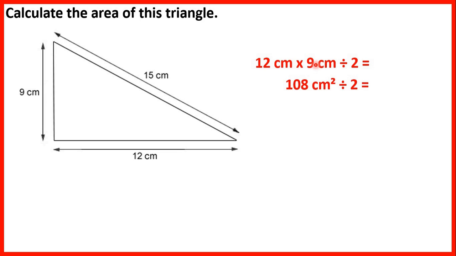Now 12 times 9 is 108, and 108 divided by 2 is 54. So this triangle has an area of 54 centimetres squared. So notice we don't need to use this length of 15. This is just the other side length. To find the area, we only need to know the base and the height. So we don't need to know that this length is 15 centimetres in order to calculate the area of the triangle.